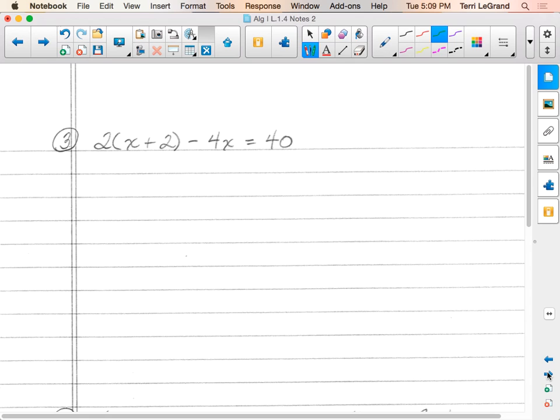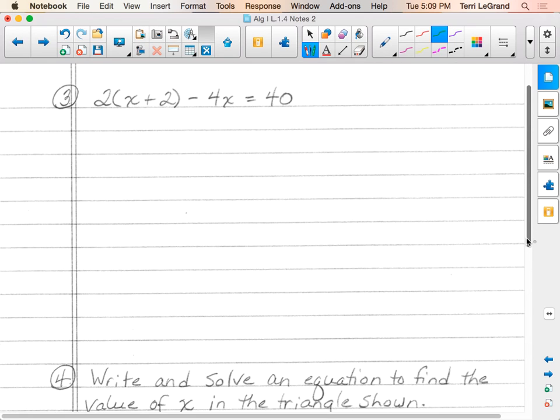Let's go to the back side. We have parentheses, so that's the first thing we'll deal with. We'll do our distributive property. We don't have any subtraction going on inside those parentheses, so we'll say, okay, looks like I can just go to work. We have 2 times x plus 2 times 2. We bring along our minus 4x equals 40.